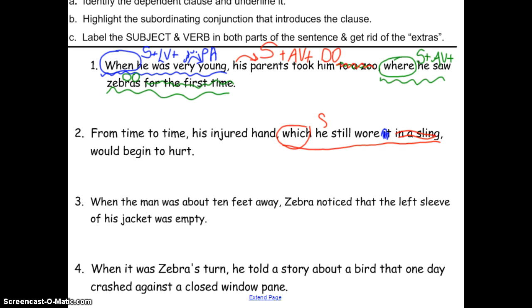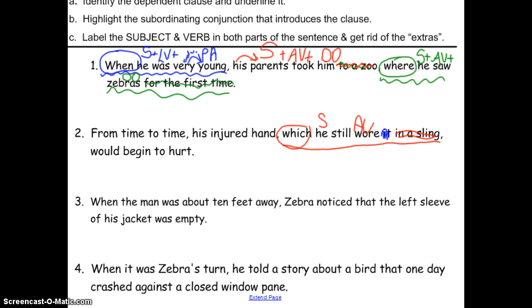He. Now think about, what did he do? He wore? That's an action? Okay. He wore. Very good. Excellent. Now you can sit down. So still is going to be an adverb here, describing wore.